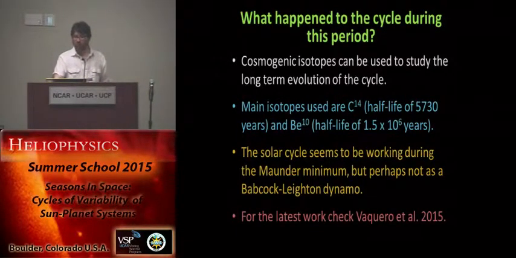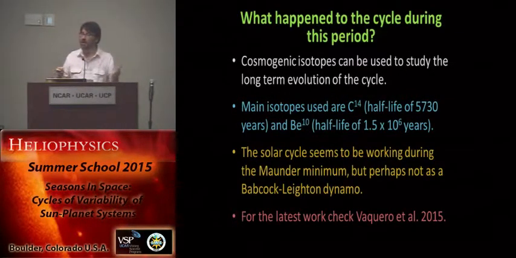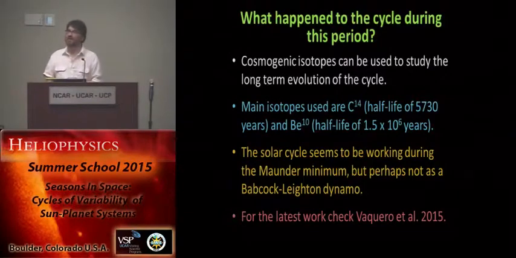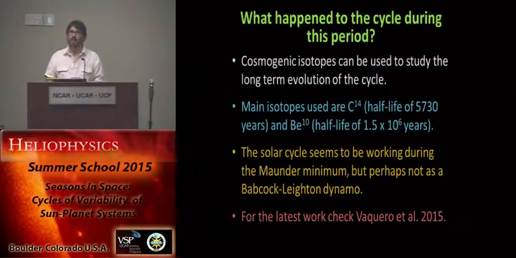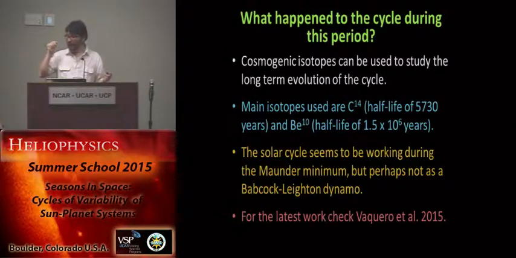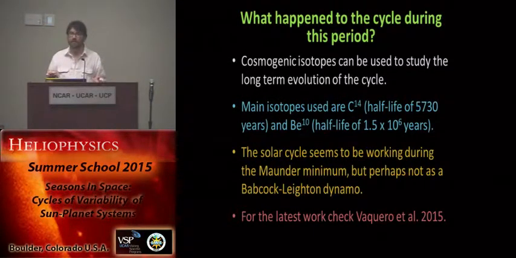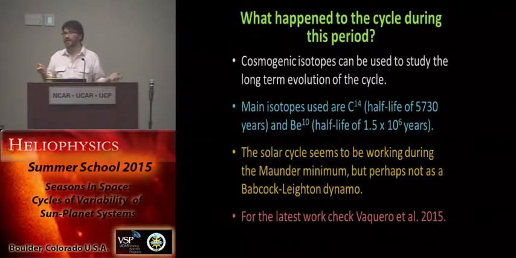So there is a very interesting scenario. The problem is that there was a problem with our observations during the Maunder minimum. Our coverage was at first sight complete, but there was one observatory that was very influential in defining the properties of the Maunder minimum, which is the Paris Observatory. And now we know that the Paris Observatory had some weird stuff going on.